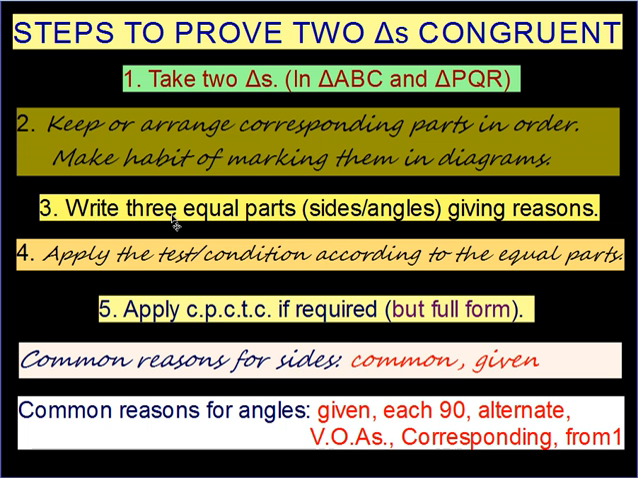You need not write 4 parts, but for proving, before using these 3 parts, you may have to solve further. So any 3 sides or angles, or the test which we applied, you find 3 pairs, but you have to give a reason for every pair of equal parts. Now apply the test, whichever is fitting, whichever is existing. So apply the test or condition according to the equal parts.